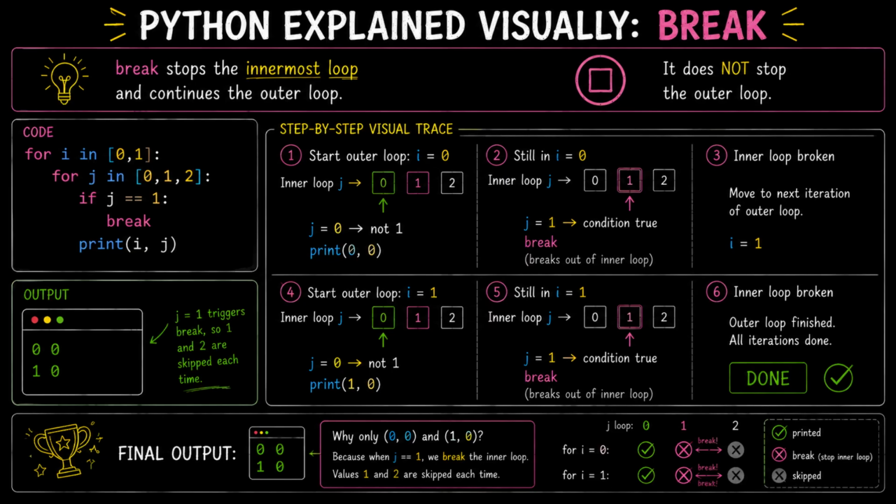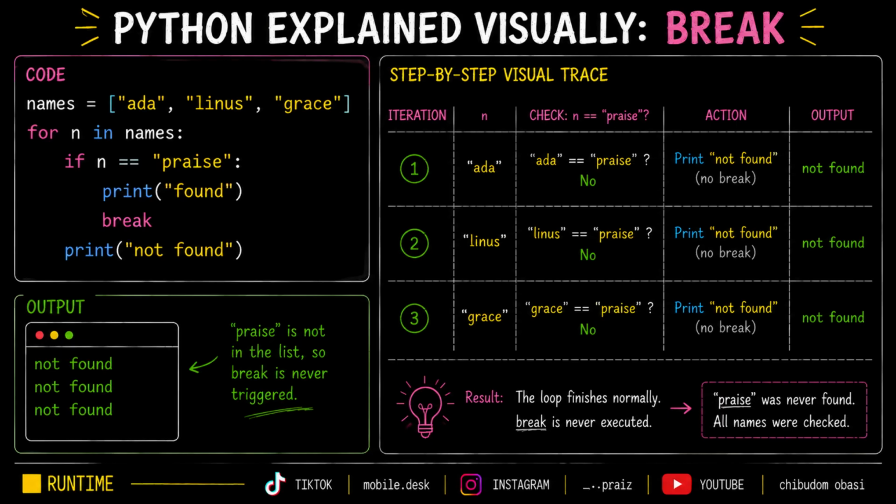Then the third one I want to talk about is else. If you are familiar with conditions, you should be familiar with the else statement, but you may not want to bring that exact same logic here with you. So, what if we had a list of names, like Ade, Linus, and Grace, for example, and we were looking for a name, maybe Praise, that wasn't there, and you wanted it to print not found if you didn't see it in the list.